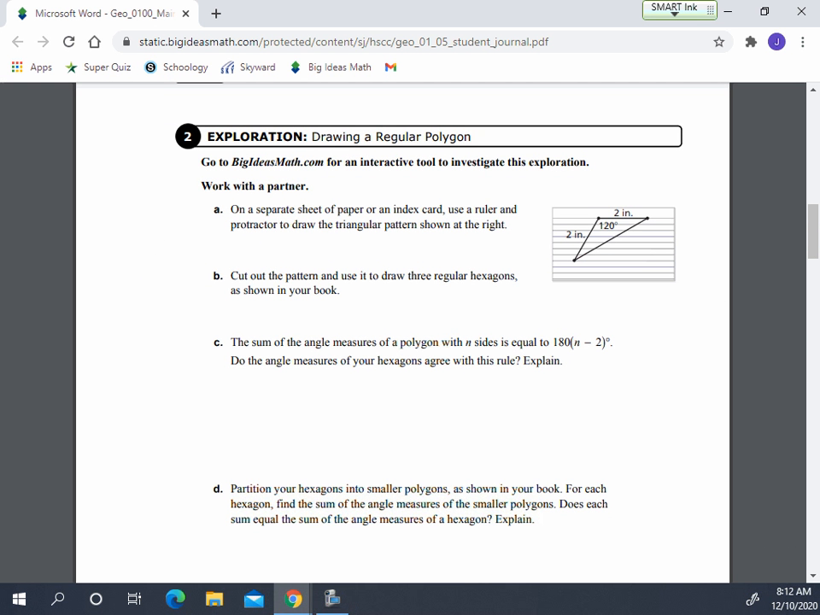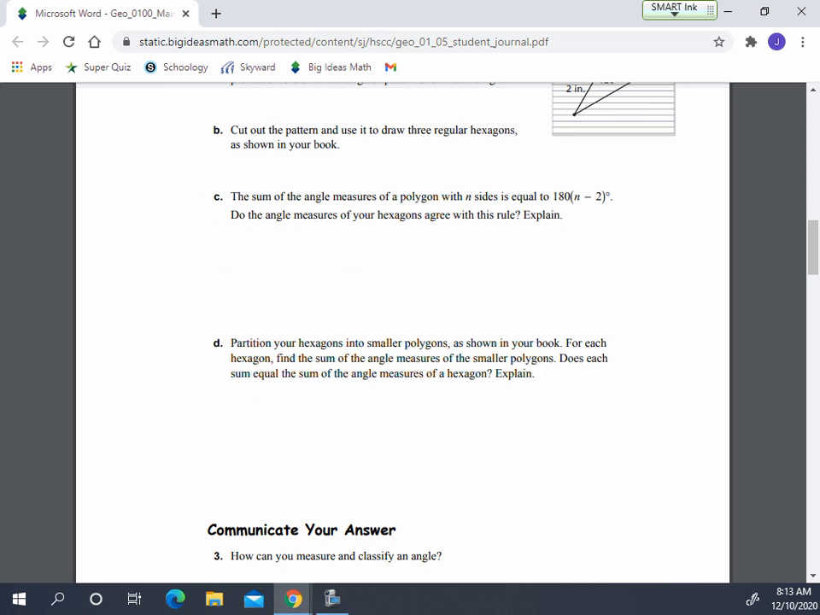This second exploration, I just want to focus on part C here. Just this one, just this question. It says the sum of the angle measures of a polygon with n sides is equal to 180 times n minus 2. Do the angle measures of your hexagon agree with your rule?